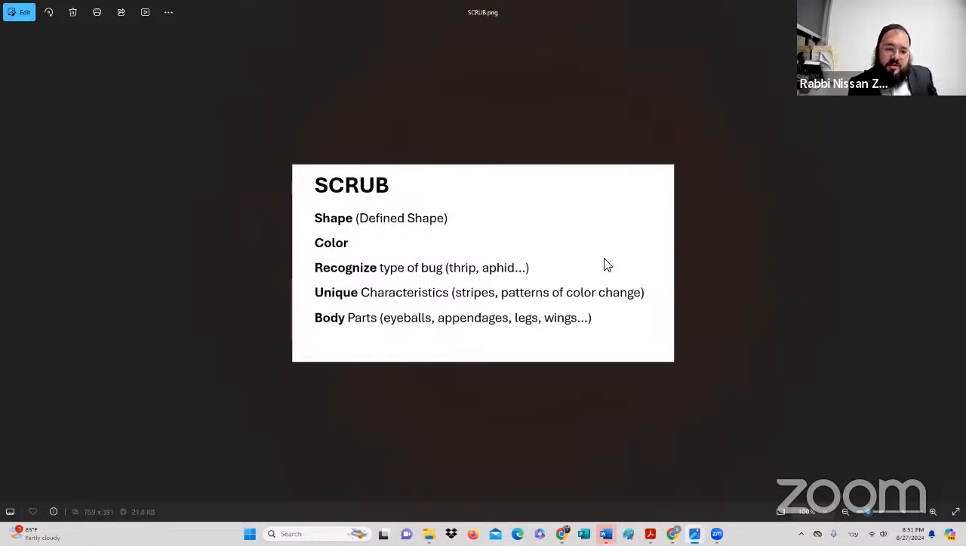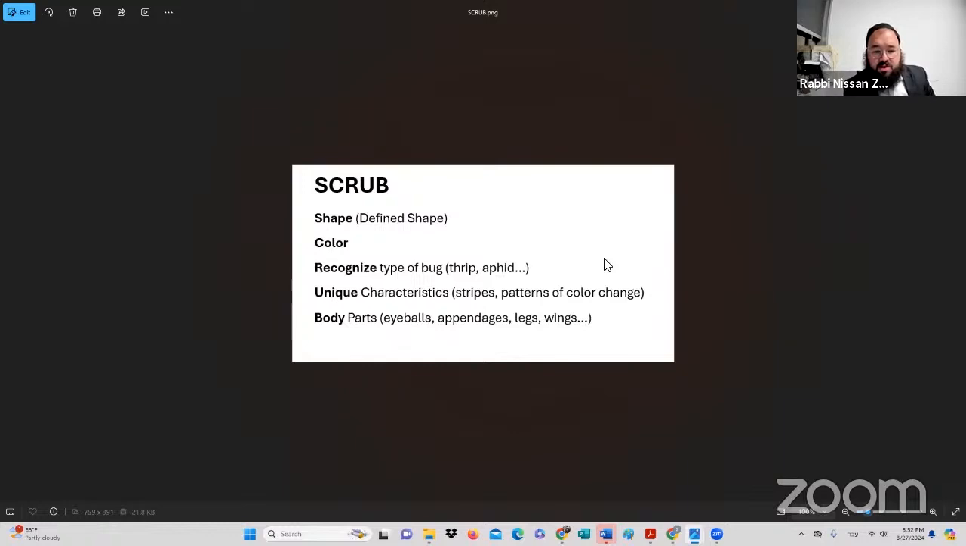When it's in the beginning of its stages, right after being born from the egg, it's more of a light yellow, and then it gets more and more brown, and as it gets older, it's almost a dark brown with clear stripes on its back. By this time already, a person should have recognized generally what type of bug, if it's a thrip, if it's an aphid, which we'll discuss more details of that.